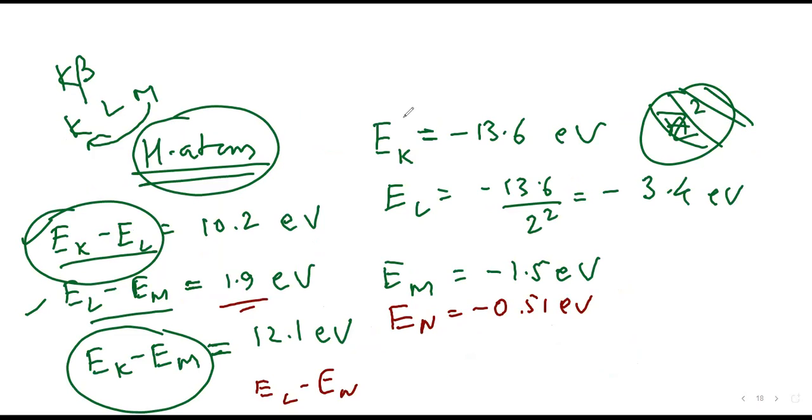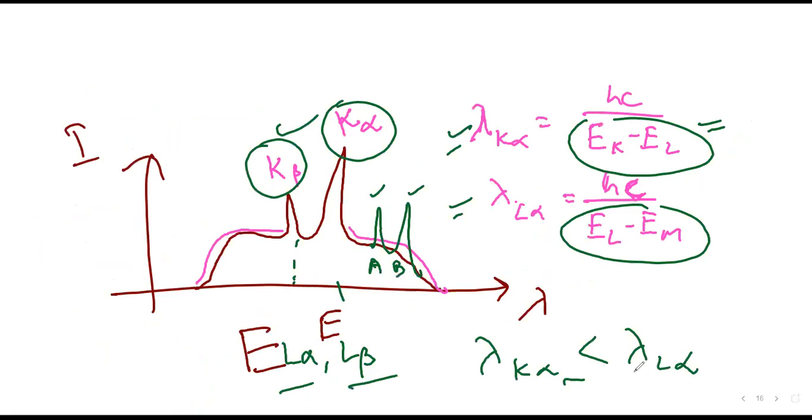So you are increasing the gap. Earlier you were getting 1.9. Now it is 3.4 minus 0.51, so it's 2.89. So definitely energy increases, which means the wavelength decreases. So it will be L beta and then L alpha. So in this way we can understand this.